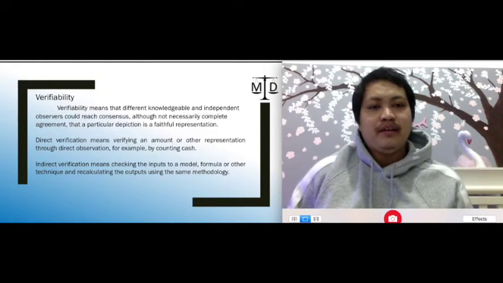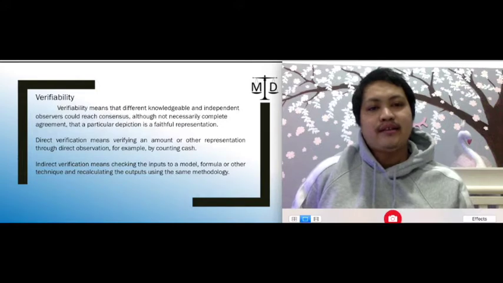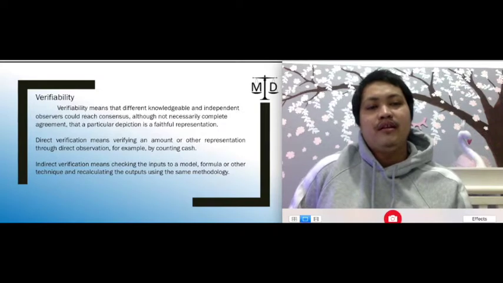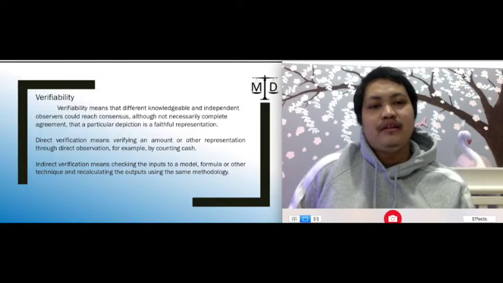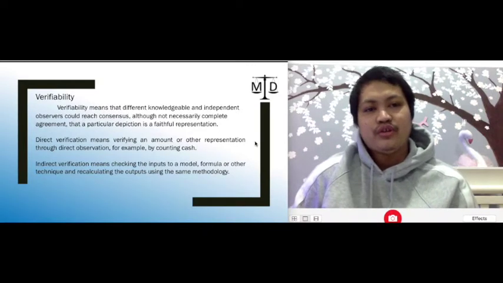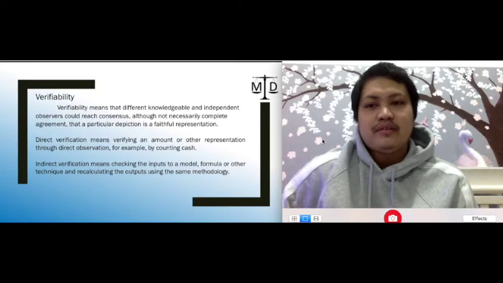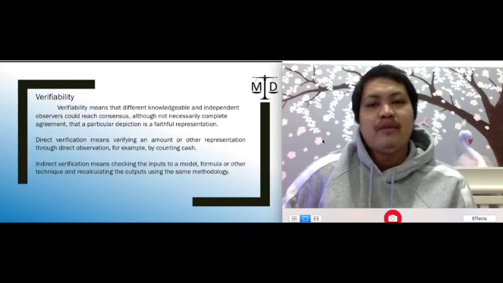So verifiability enhances your faithful representation, because if information is verifiable, one can be confident that the information being presented in the financial statements faithfully represents the transaction or economic phenomenon that is supposed to be reported. The framework mentions 2 types of verification. We have direct verification and indirect verification. Direct verification means verifying an amount or other representation through direct observation.